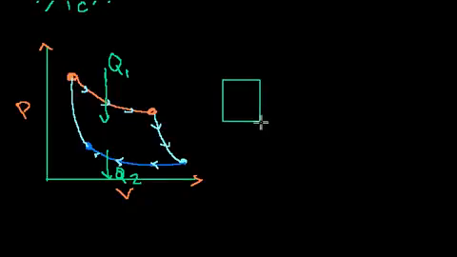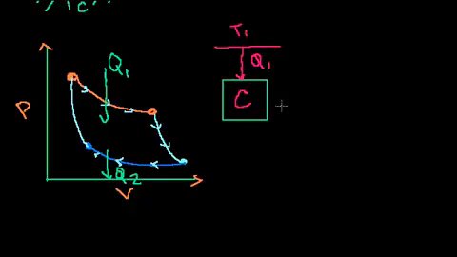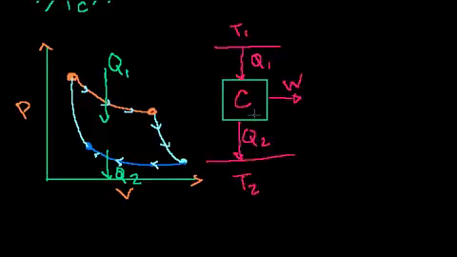I could also depict it like this, where that's my engine. This is my hot reservoir. Let me put this as T1. T1 is up here. It transferred Q1 to my Carnot engine. My Carnot engine did some work, and then what was left over it transferred into my cold reservoir, T2, as Q2. This is another way of depicting what went on in this Carnot cycle.